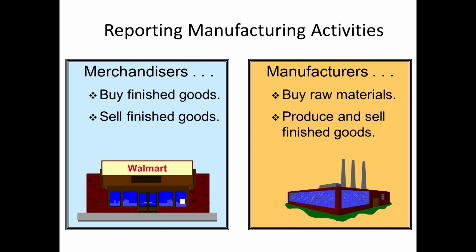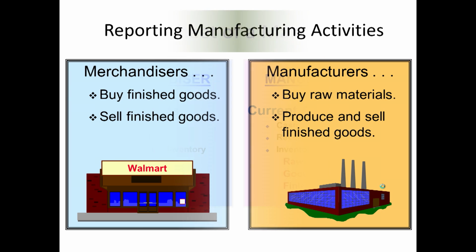Let's differentiate and remind ourselves of the difference between merchandisers and manufacturers, okay? Merchandisers we learned about in Chapter 5 of Accounting 1. Those are companies that buy finished goods and then sell those finished goods. They do not manufacture the goods. They just buy them from a manufacturer and then they sell them. This would be like Walmart or Kohl's or Best Buy, correct? Those are merchandisers. Manufacturers, on the other hand, purchase raw materials and then they manufacture or produce and sell finished goods, such as Garmin or a Ford Motor Company, right?